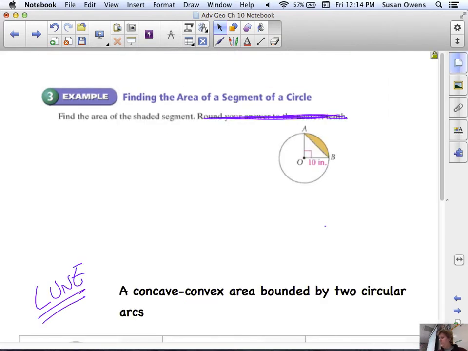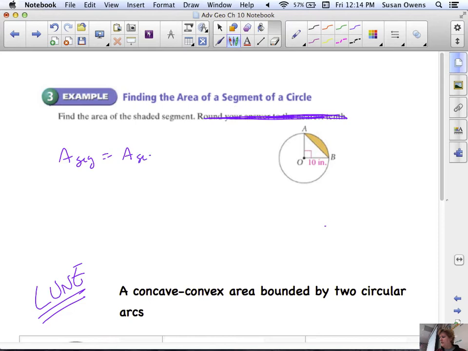So we have an example here, and I'm not going to round to the nearest tenth. I'm going to leave it in exact form. Find the area of the segment. The area of the segment is equal to the area of the sector minus the area of the triangle. The area of the sector is 1/4 of the entire circle, and the whole circle would be pi times 10 squared. So this is 1/4 of 100, or 25 pi.